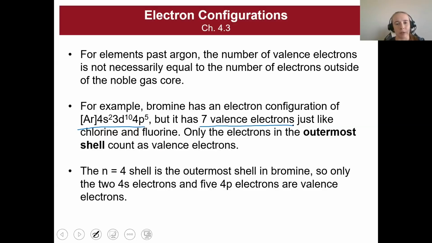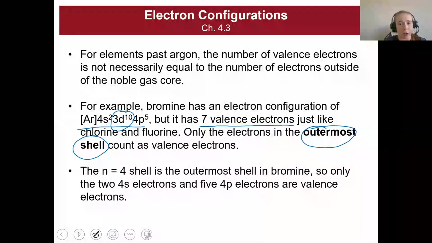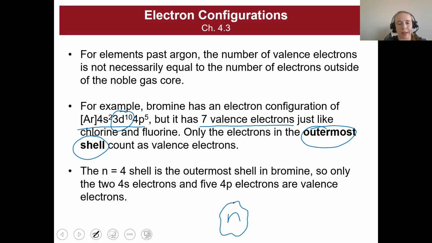And all of our halogens are in a family together, so they should have similar chemical reactivities, and they do because they have 7 valence electrons, even though bromine has these extra d electrons. We only count the electrons in the outermost shell. So when I say shell, remember that's the n. n is the whole shell.